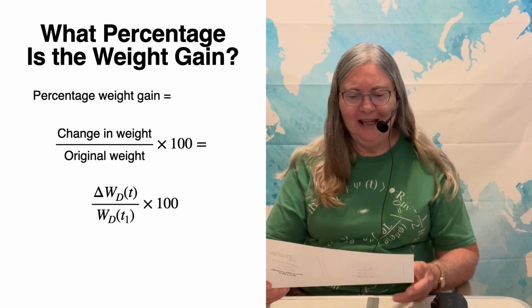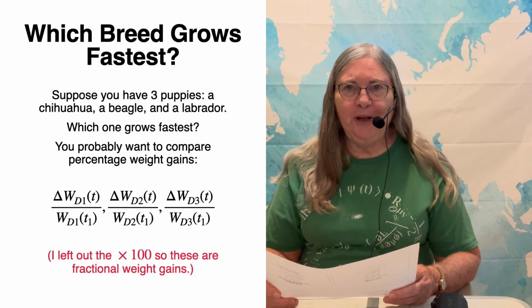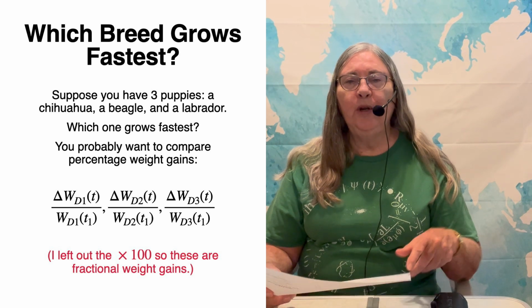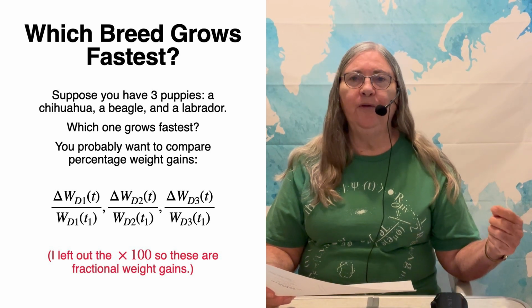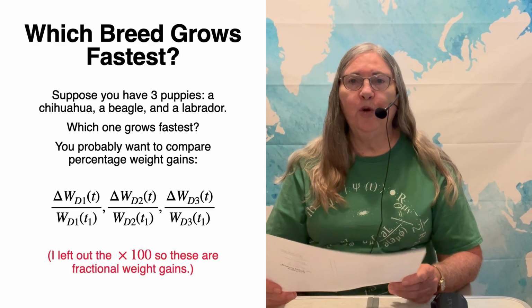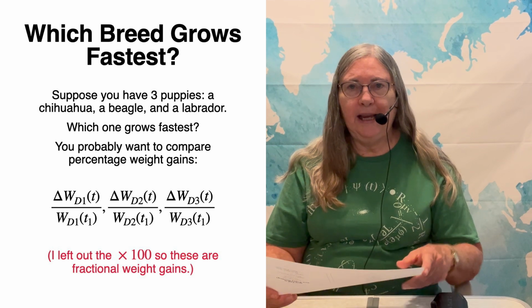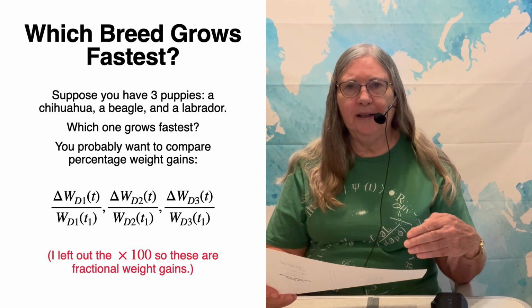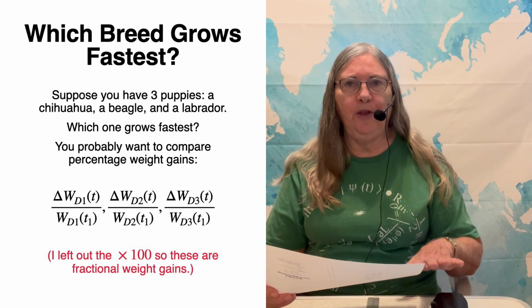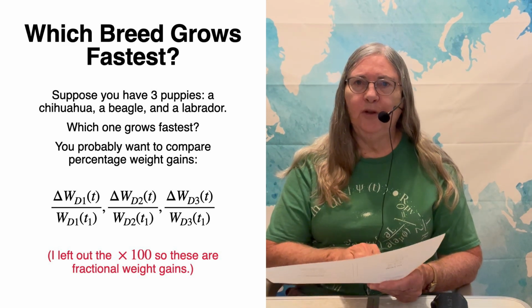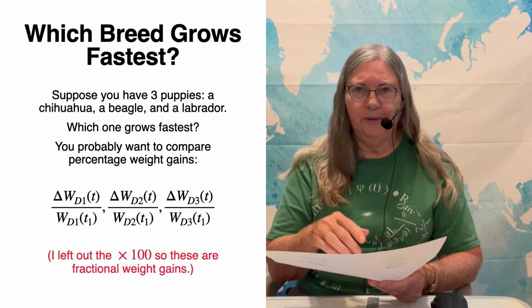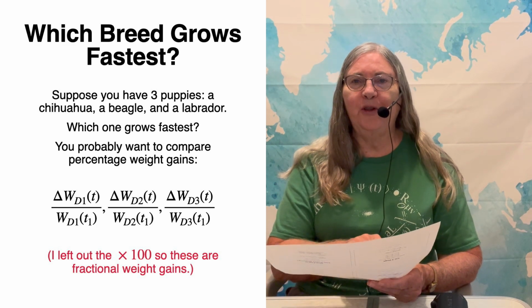Now, suppose you have 3 breeds of dogs, and you want to see which one is gaining weight the fastest. Here, I'm just going step by step, making more complicated equations so you can see what they look like. Suppose you have a Chihuahua, a Beagle, and a Labrador. Now, you want to take the percentage weight gain for each one so you can compare them. That tells you which breed is growing fastest, and which one is going faster than the other.